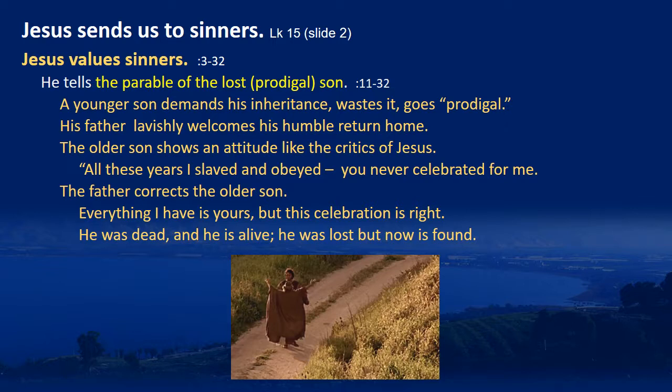Beginning in verse 11, and he said, there was a man who had two sons, and the younger of them said to his father, give me the share of the property that's coming to me. And he divided up his property between them. So this young man is intent enough on moving on that he wants his inheritance before his father dies. And the father goes ahead and makes a proper apportionment between the two brothers. So it says, not many days later, the younger son gathered all that he had and took a journey into a far country, and he squandered his property in reckless living. That's the prodigal part. He spent his money with abandon.